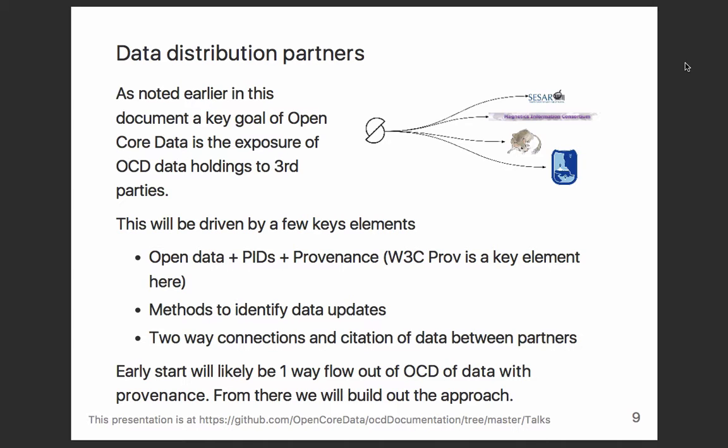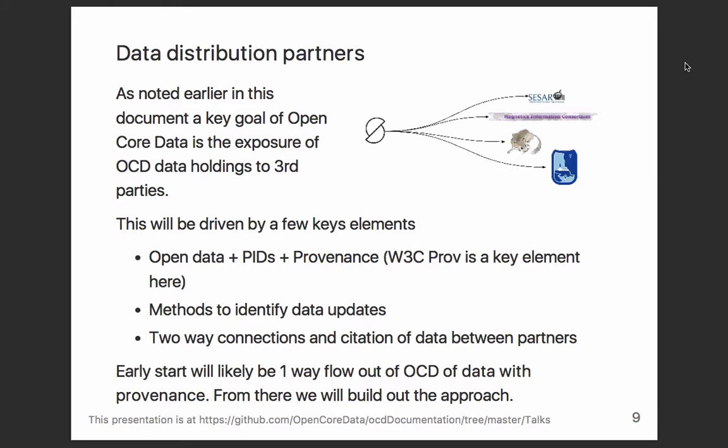But additionally, through these open data approaches, persistent identifiers, and provenance, we want to ensure that the data that flows down to those providers contains the information necessary for them to present to their users, so that those users know where that information comes from and they can track back up through that chain of provenance to get to the canonical source of that information.